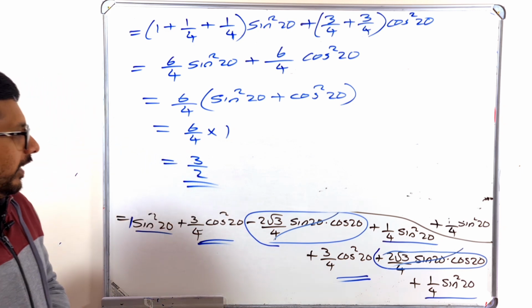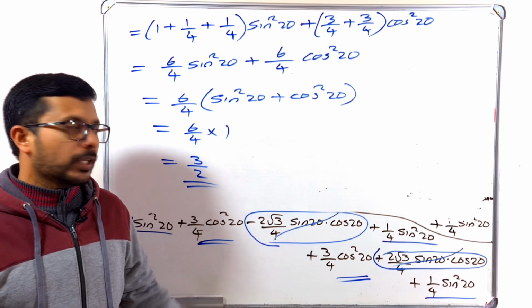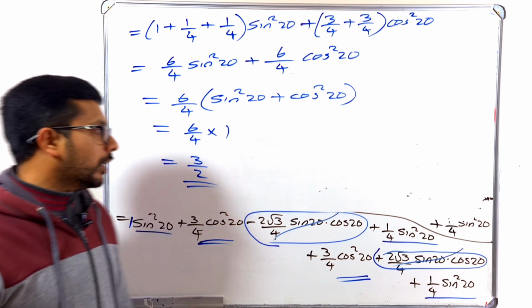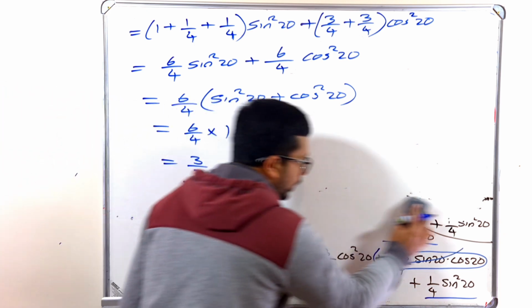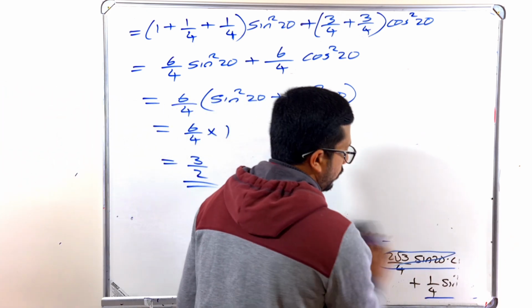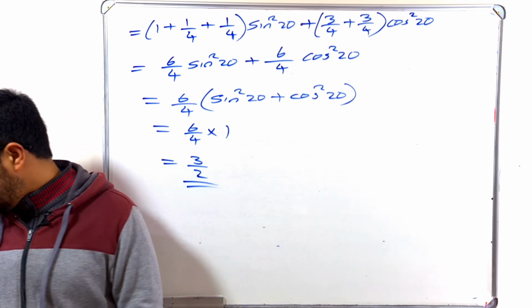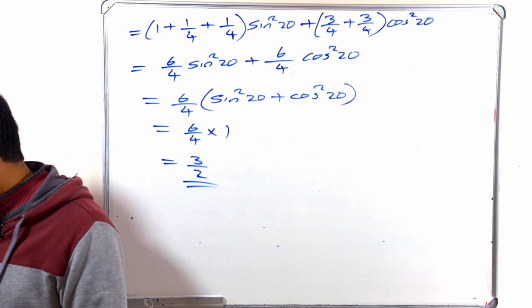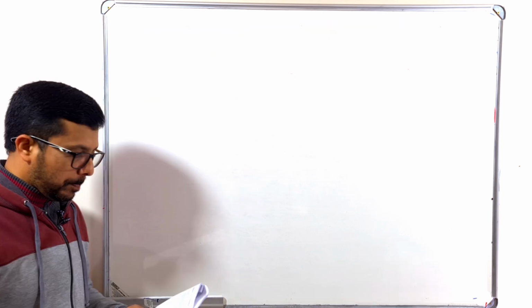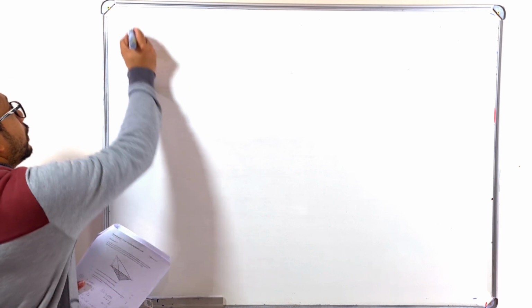Yes, of course that's a big lengthy step, but it's 7 marks, so that's why you have to write too many things. Anyway, we got the answer. The answer is 3 over 2. So that is question number 6.2. Now let's move to the next one, question number 7.